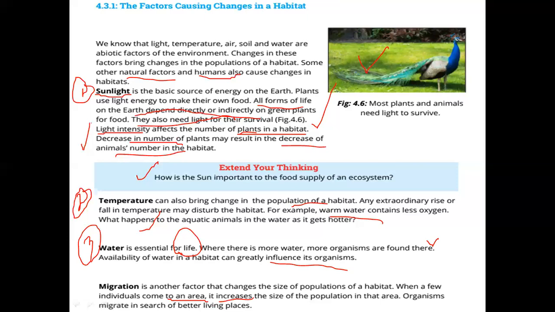Yes. So why do organisms migrate from one place to another? We have discussed some of the factors here: water, temperature, sunlight as well. So for better living places as well.